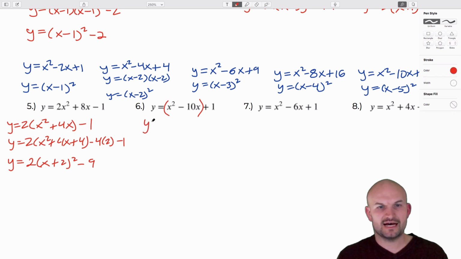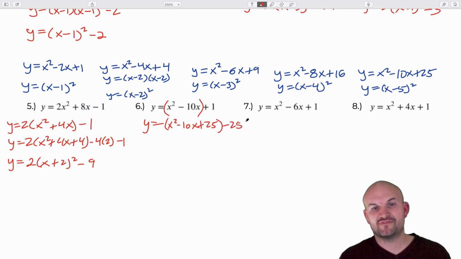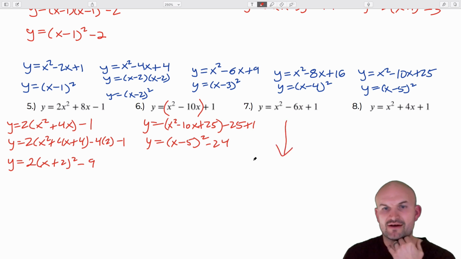So in this case, my perfect square trinomial is going to be plus 25. So I'll have x squared minus 10x plus 25 minus 25 plus 1. And then that can be factored down into x minus 5 quantity squared, and then minus 24. All right, let's go and bring this one down here.